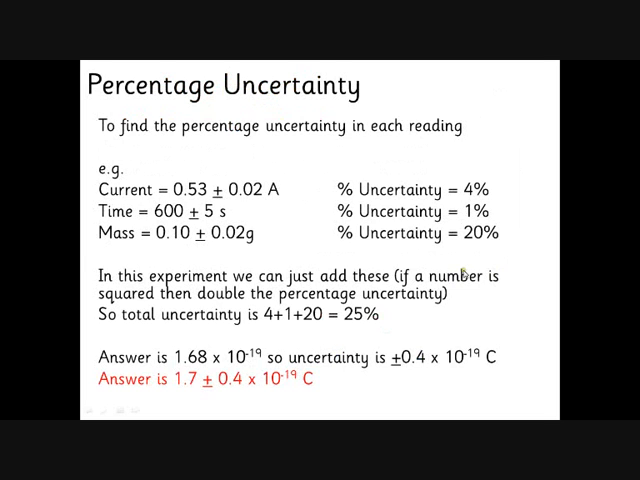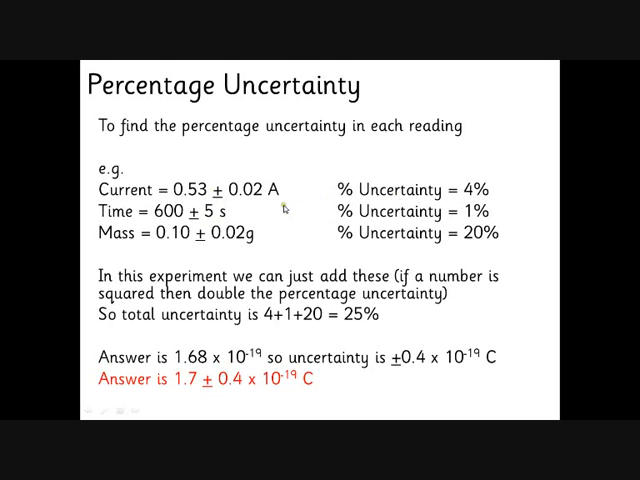So that's all very well. We've got our uncertainty in the different data that we've got. So we've got our current was 0.53 plus or minus 0.02, the time was 600 plus or minus 5, the mass was 0.1 plus or minus 0.02 grams. So the next step is to find the percentage uncertainties. If I said to you, well, which of those is the biggest problem? It might be tempting to say, well, 5 is the biggest uncertainty, so surely 5 is the biggest problem. But it doesn't matter how big this number is. What matters is how big is this number compared with this number.